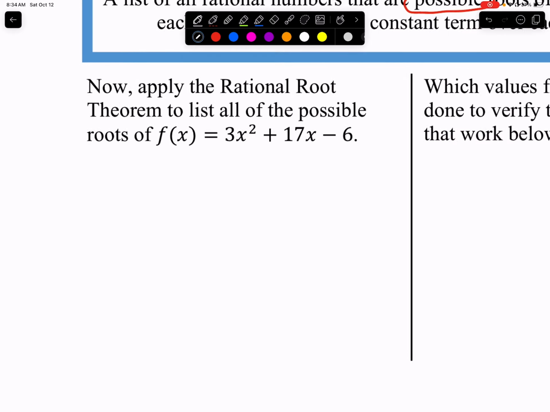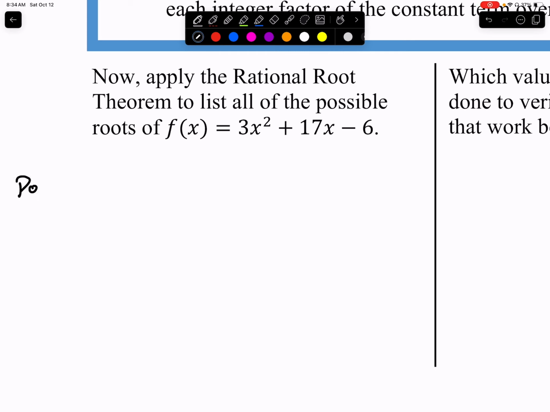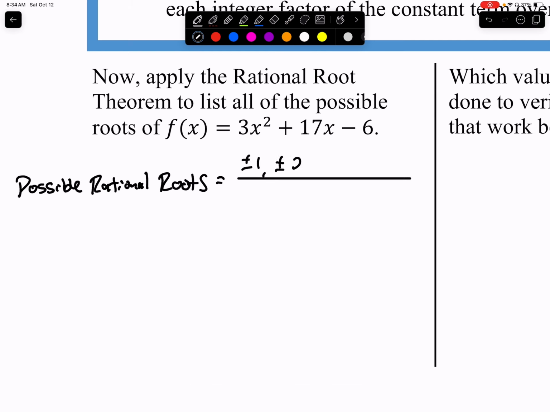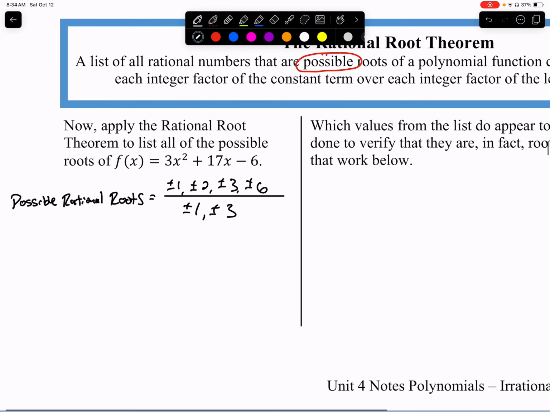Here's how we're going to label this. We're going to call this the possible rational roots, and in the future we're going to abbreviate that. So we're going to list all the factors of our constant. It's plus or minus 1, plus or minus 2, plus or minus 3, plus or minus 6, divided by all of the factors of the leading coefficient. And in the future, we're just going to call this possible rational roots. Less writing.